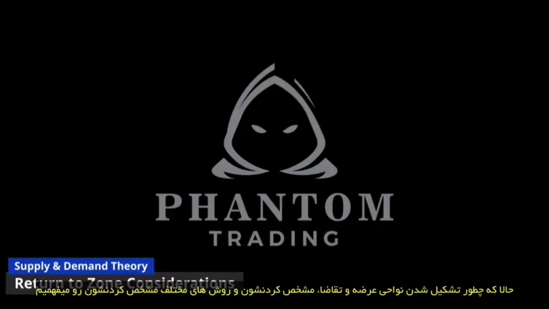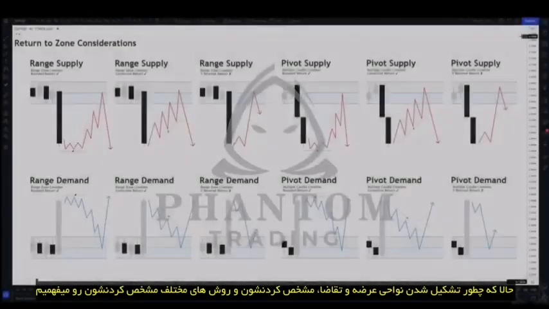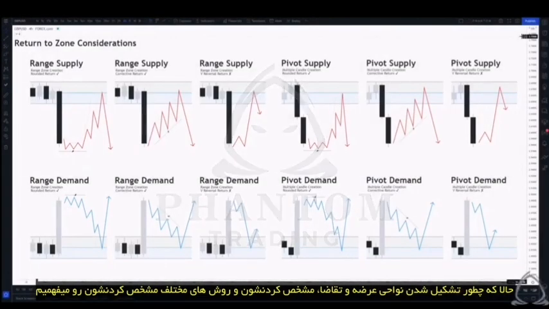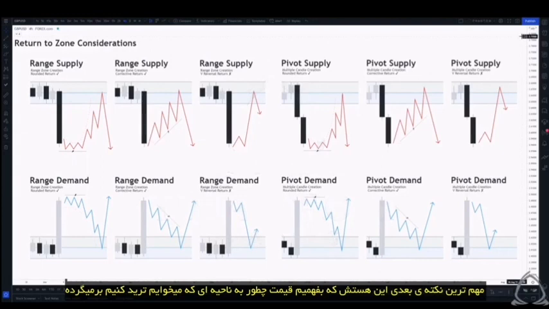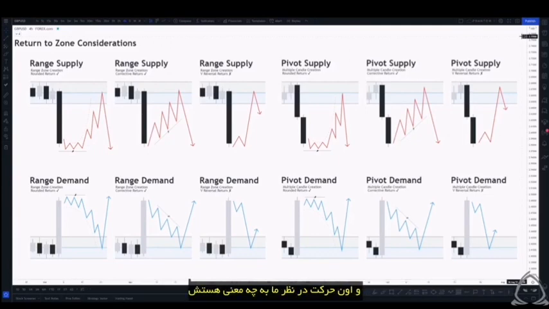Now that we understand how supply and demand zones are created, how we map them, and the different ways that we can map them, the next most important thing is to understand how price is returning to the zone that we are looking to trade and what that may imply for our trading question.